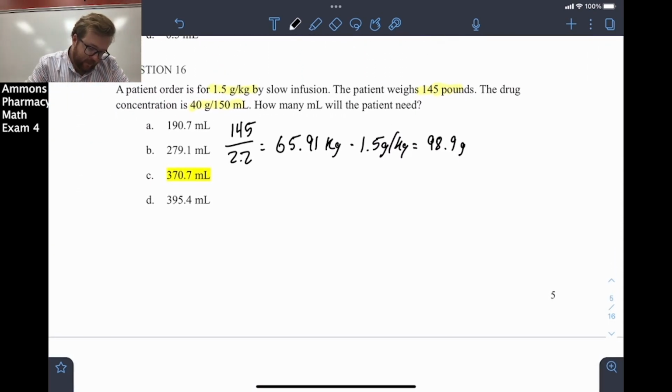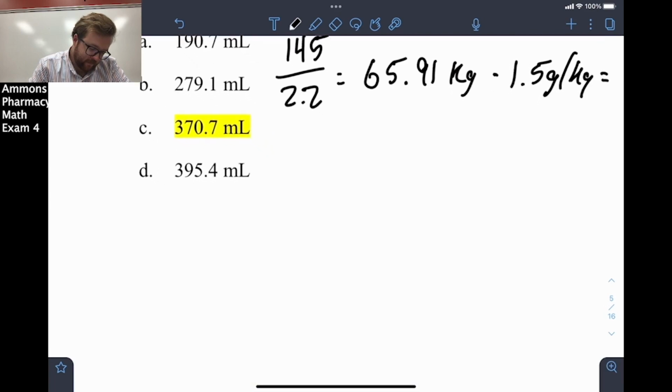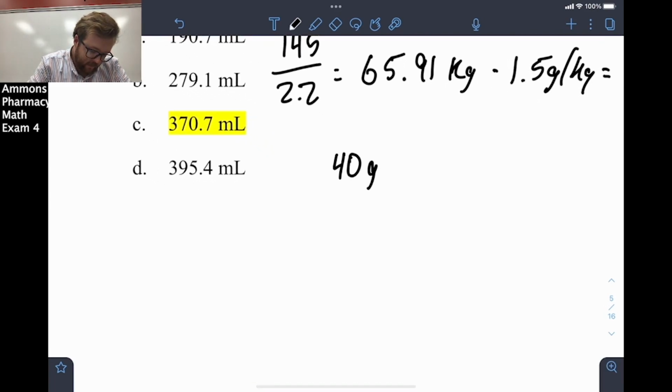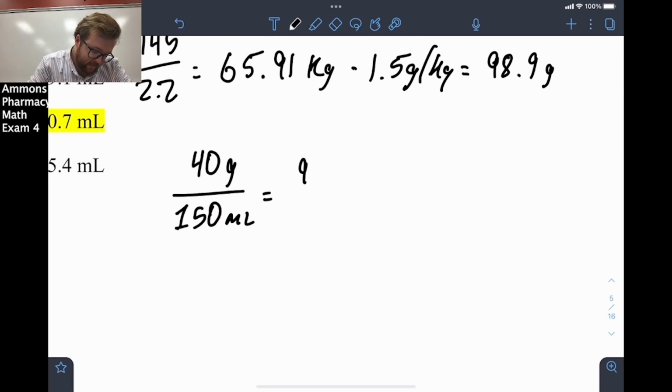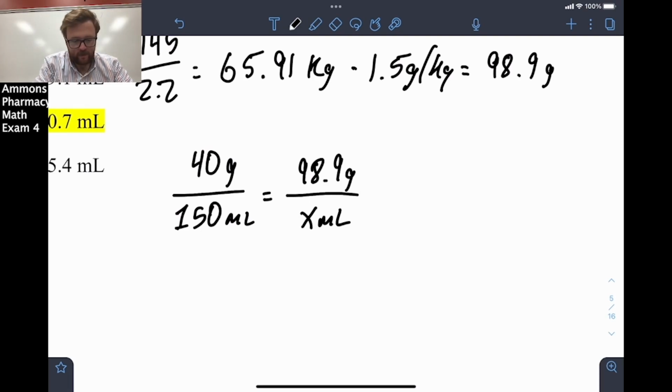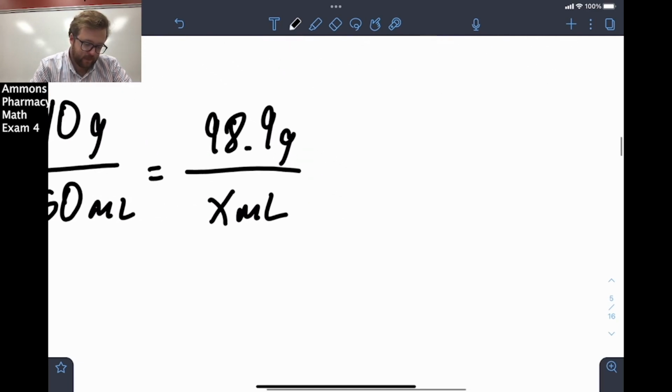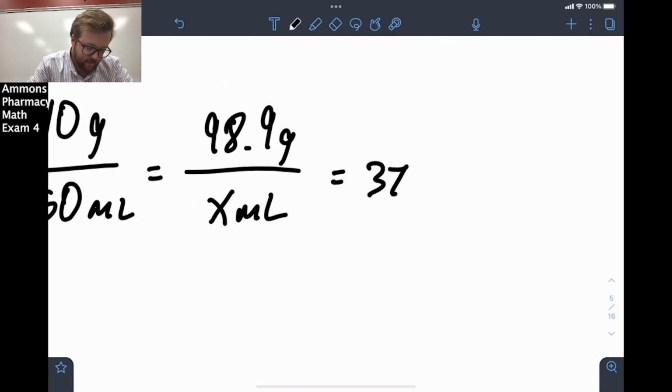Okay. So our drug is available 40 grams per 150 mils, but we need 98.9. So we need to do 98.9 times 150 divided by 40. So that's 370.9 mils.